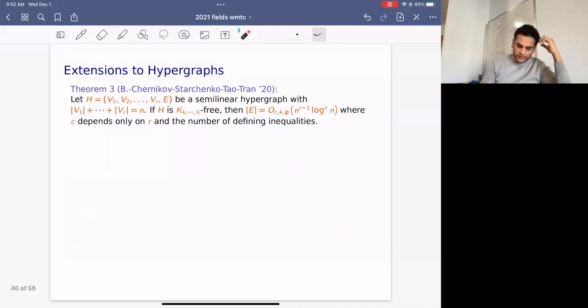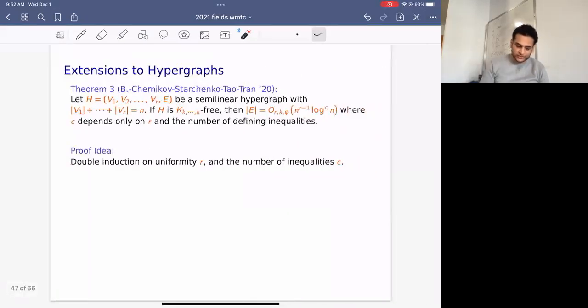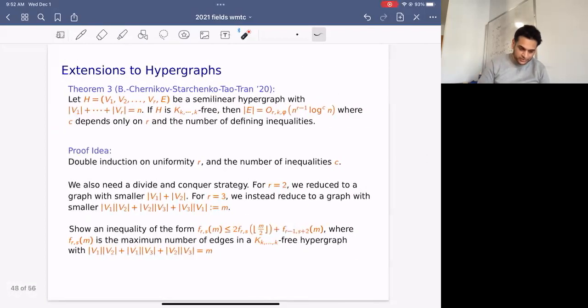That's for semi-algebraic. And what we end up doing for semi-linear hypergraphs is basically the best you should expect. We say the number of edges is at most n to the r minus 1, again times some logarithm where the power of the log now depends on r and the number of defining inequalities. The proof is essentially similar. You do a double induction: now we have to do an induction on the uniformity as well as the number of inequalities. That makes things a little bit trickier, but not too much. So maybe I'll skip the rest of this.